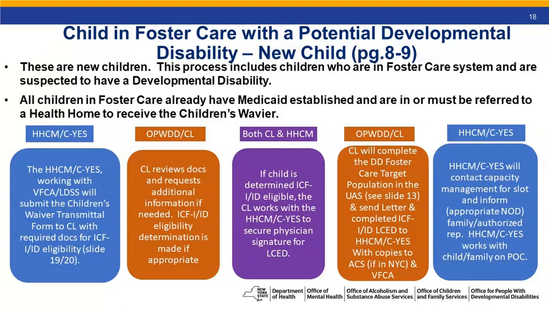And again, this is a lot of information, but we tried to discreetly spell out each nuance in the DDRO manual. And then the last box, the health home care manager or CES will contact the Department of Health Capacity Management for a slot and inform via an appropriate NOD the family authorized rep of the decision. The health home care manager and CES will continue to work with the child and family on their plan of care.